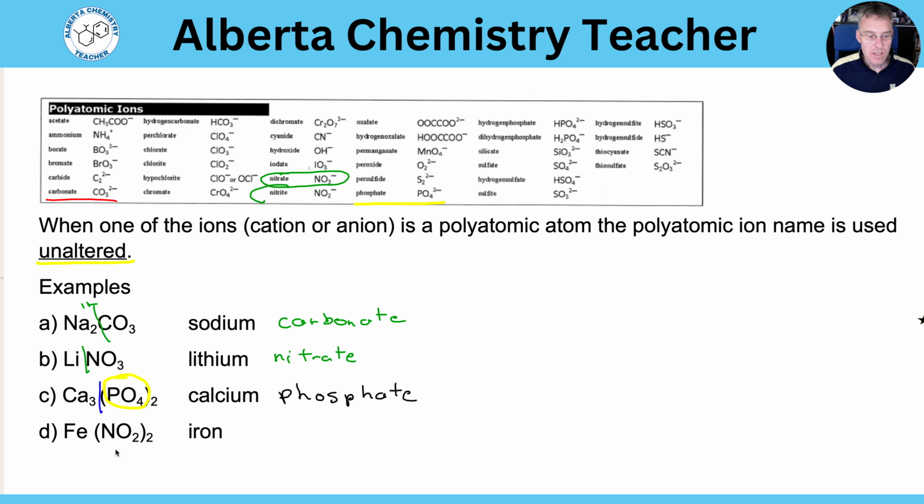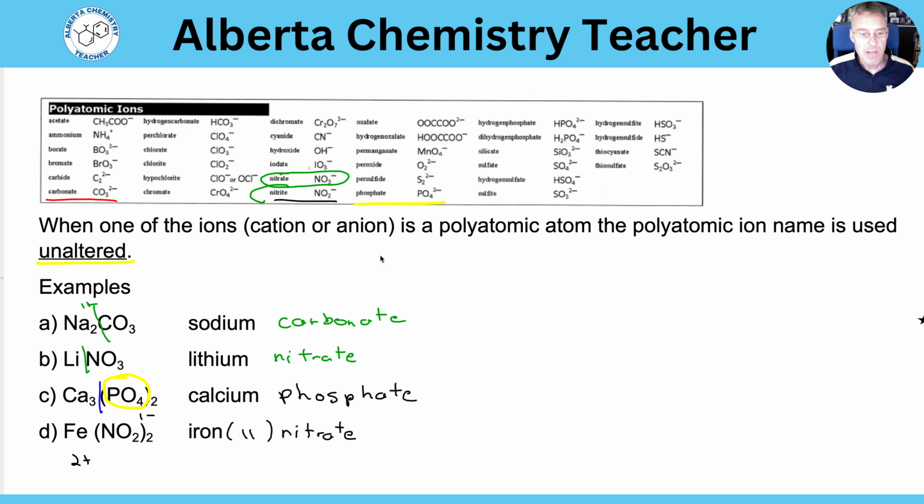The last one, we've got NO2. There's 2 of them, but we don't put di. NO2 is nitrite. And then I was testing to see if students could still remember the previous rules. Iron is multivalent, so we have to put in a Roman numeral. We're going to have to figure out what the charge of the iron is. Now nitrite is minus, or 1 minus. There's 2 of them, so that's minus 2. So we must have a 2 plus iron. So this is iron(II) nitrite.